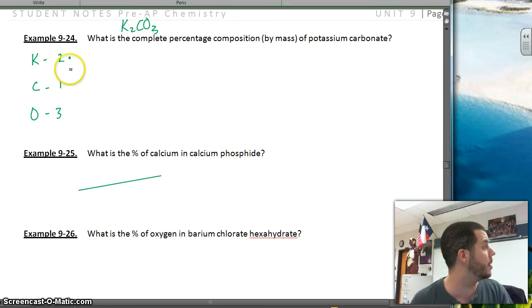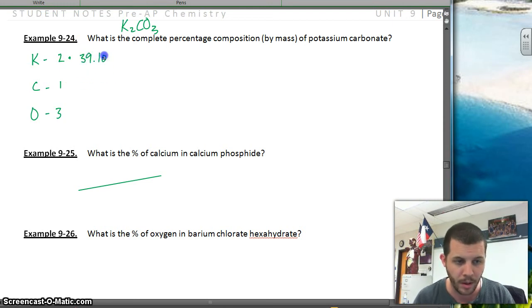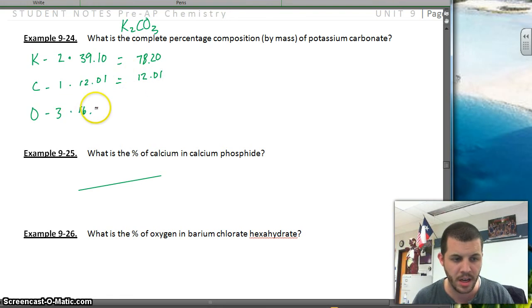So potassium is 39.10, which times 2 would be 78.20. Is that right? Yes. And carbon, of course, is just 12.01. And oxygen, of course, is 16.